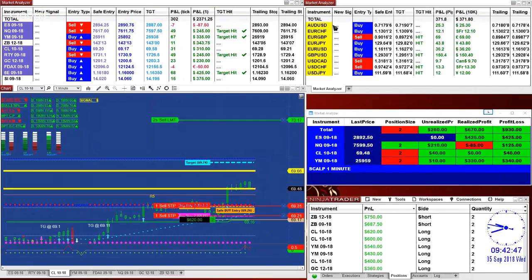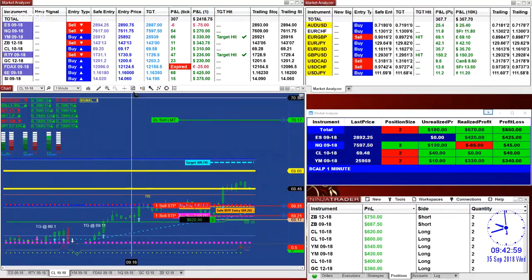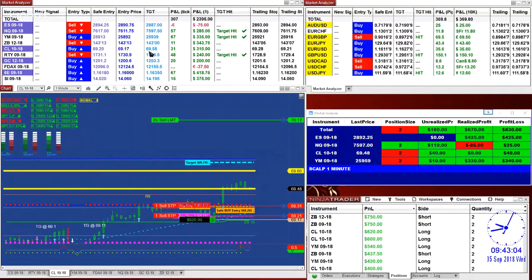Forex. Both of them on the market analyzer are based on 1 minute, 1 minute every day. We do not use different charts. That chart is 1 minute every day, and the market analyzer is based on straight 1 minute, nothing in it.